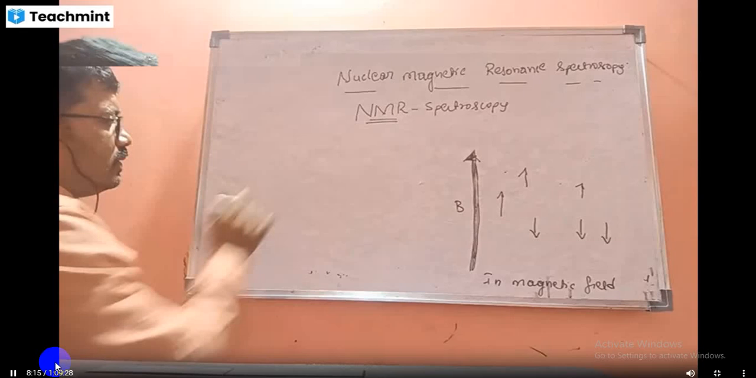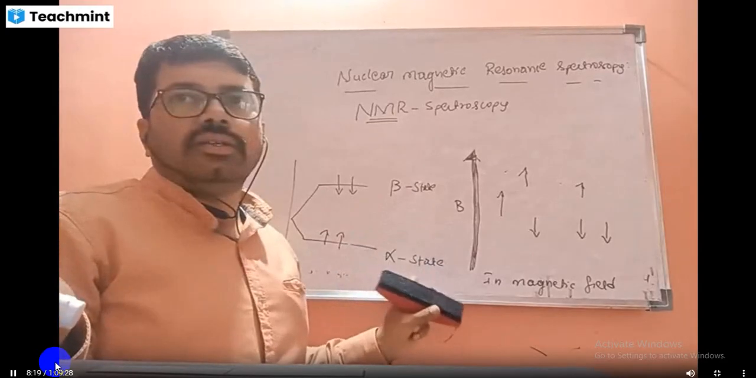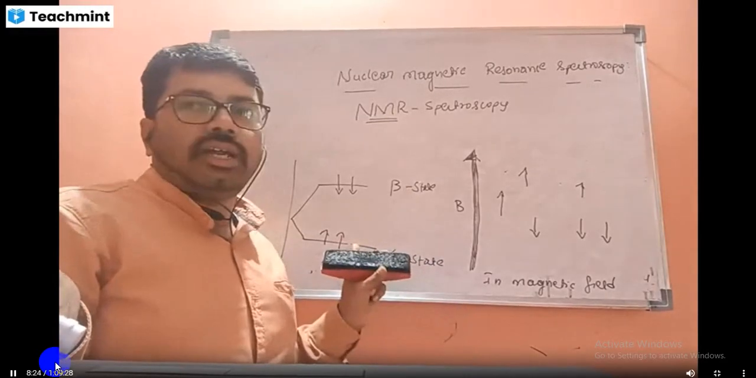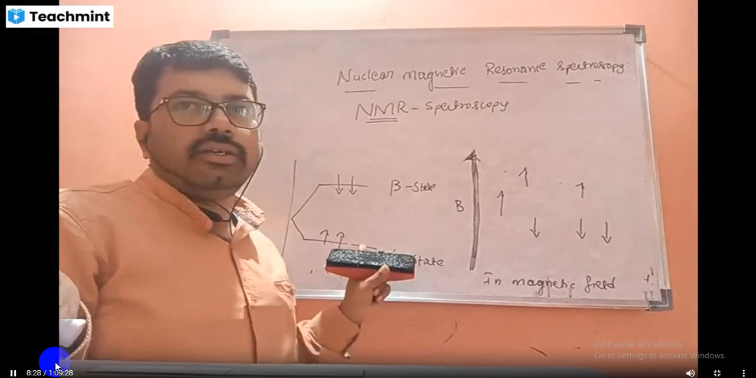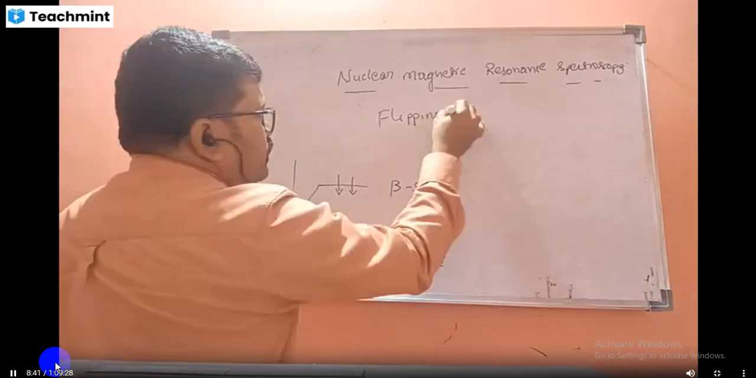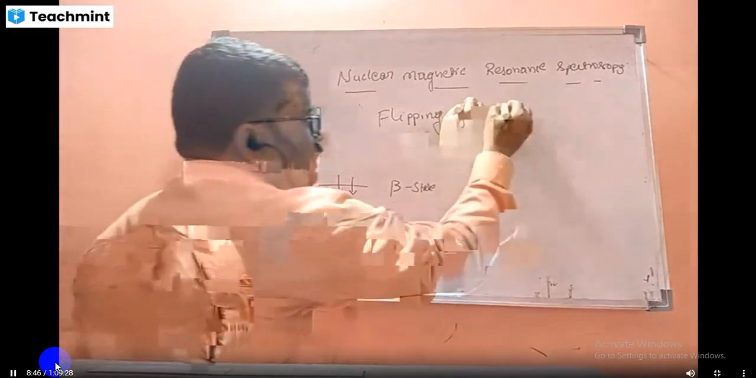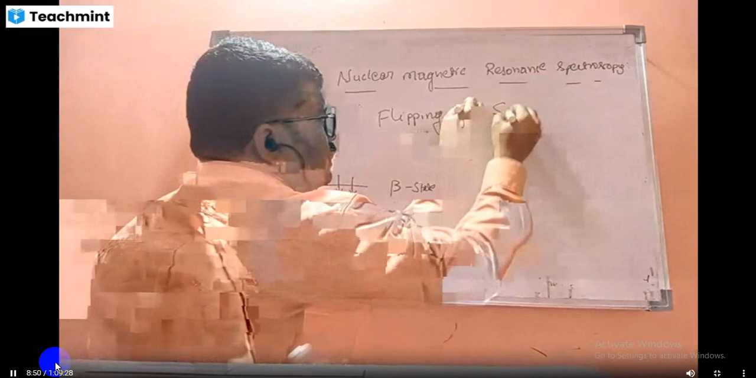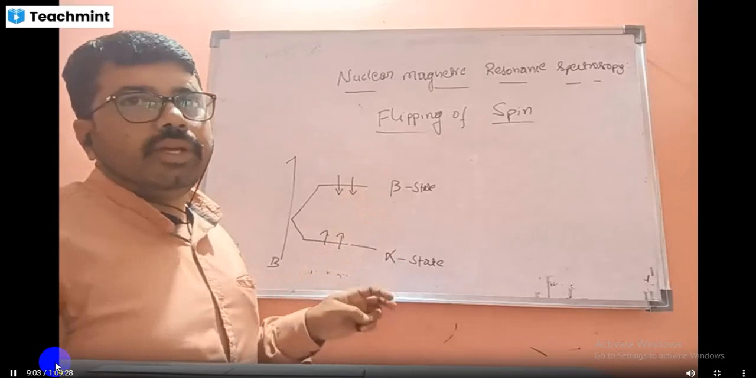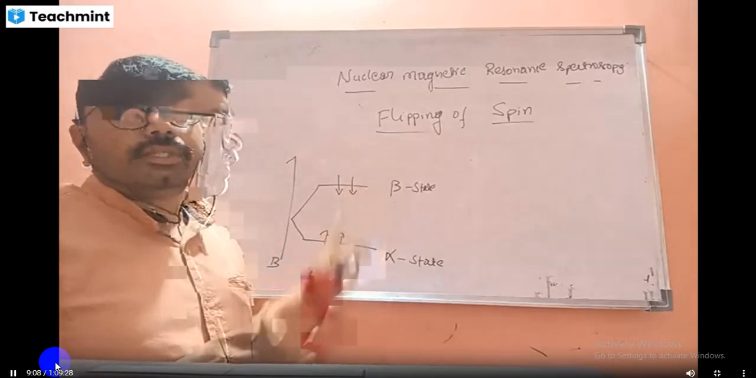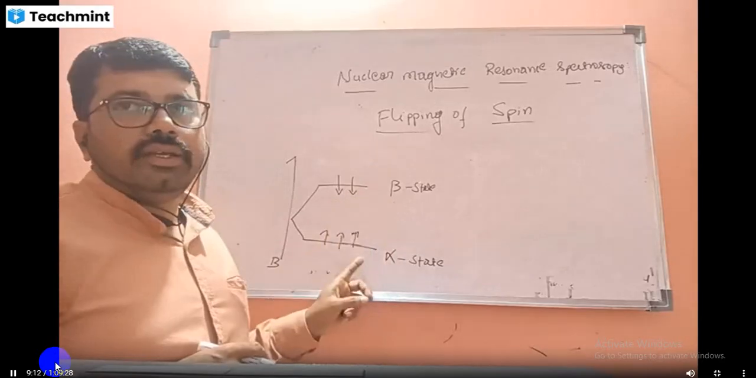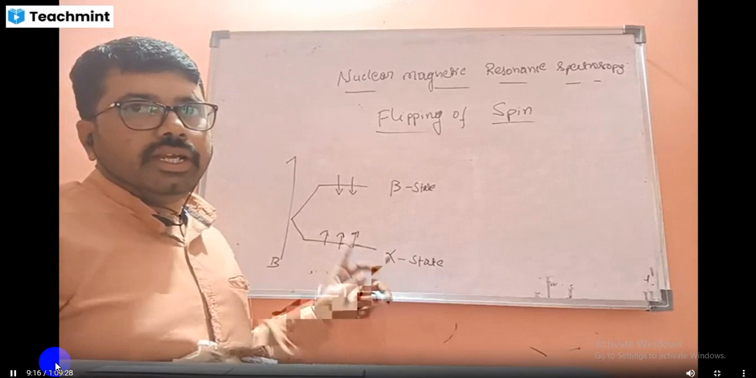The beta state is against the field. The alpha state, nuclei aligned with the field, is lower in energy, and those against the field are higher in energy. Next, flipping of spin. When nuclei are placed in a strong magnetic field, the energies of the two nuclear spin states become unequal, with some excess in the lower energy state. Energy is needed to flip the proton.